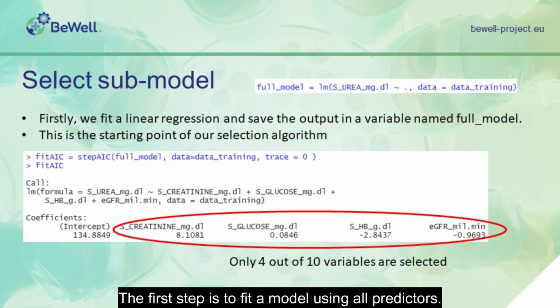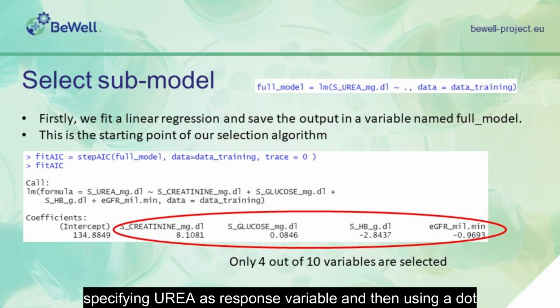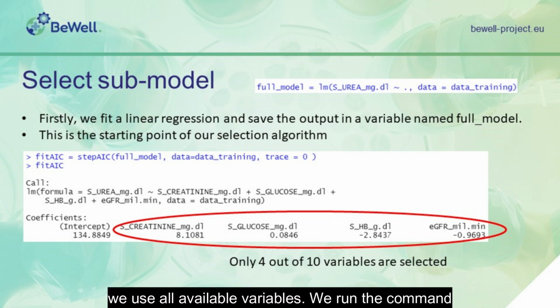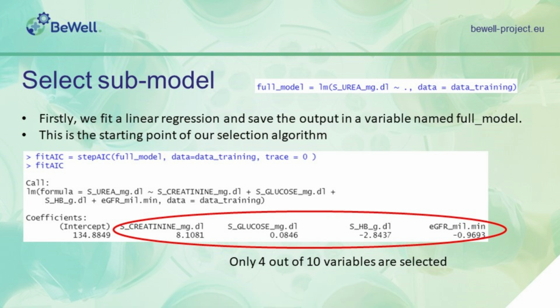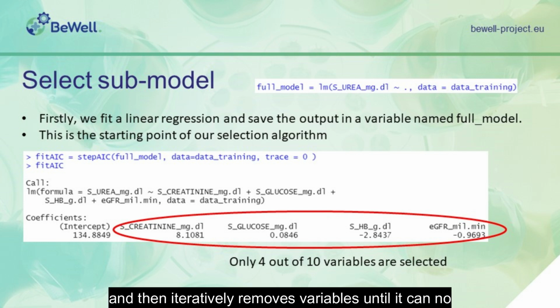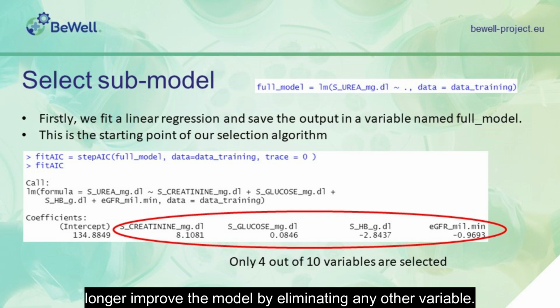The first step is to fit a model using all predictors. As we saw, this is done in R with the lm function, specifying urea as response variable and then using a dot after the tilde to state that we use all available variables. We run the command and we save the output in an object called full_model. This is the starting point of the AIC, which starts from the full model and then iteratively removes variables until it can no longer improve the model by eliminating any other variable.